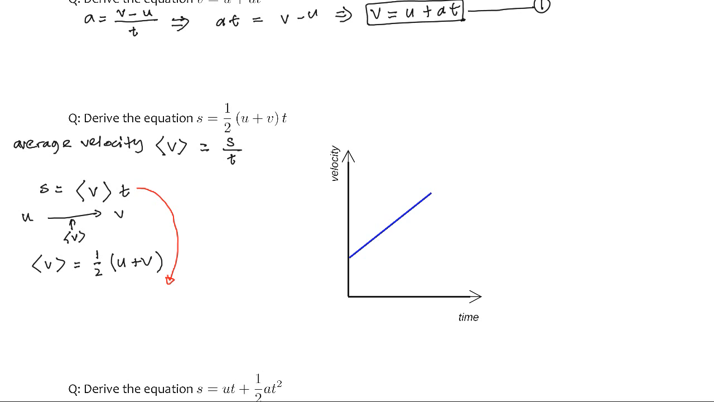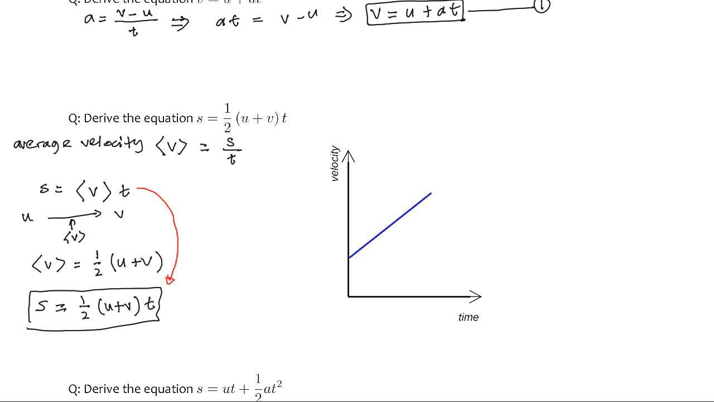S, oops, it's the wrong color, I have to get black. So S is equal to half U plus V, because that is what I have for average velocity. And that is equal to the average velocity times time, so now I have to add the factor of T outside here, and this is what I want to find. So I get now the second equation.